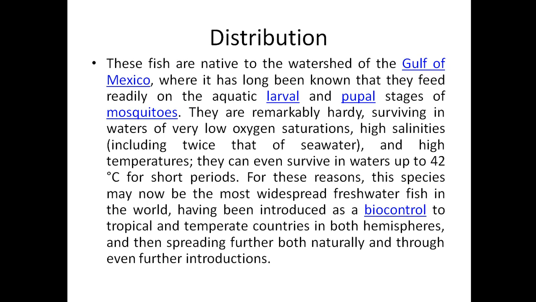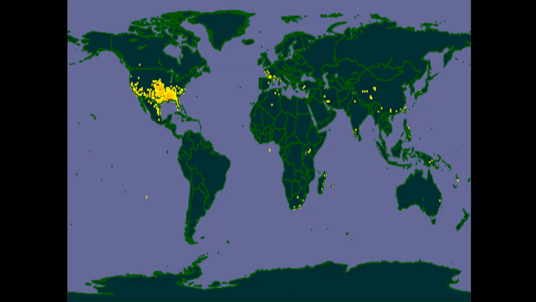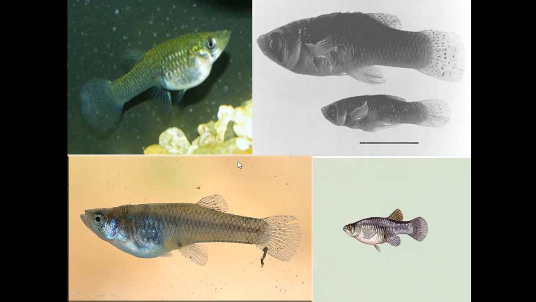Basically, this fish was introduced from the Gulf of Mexico to other parts of the world as a tool of biocontrol to the tropical and temperate countries, to control malaria, especially which is spread by the mosquitoes. See, here you can see this part is the native range of this Gambusia fish. Now see, they are found everywhere because of the introduction.